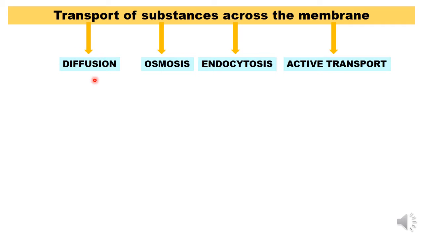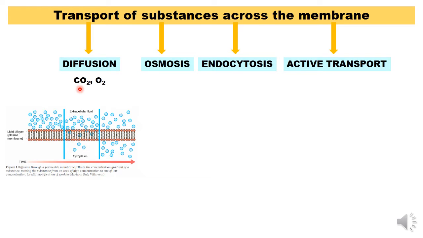So in diffusion, by definition we know it is the spontaneous movement of any substance from the region of its high concentration towards the region of its low concentration with or without any semi-permeable membrane in between. But here in case of cell, there will always be this plasma membrane present in between. So what are those substances which enter or exit the cell through diffusion? Gases, essential gases like CO2 and oxygen.